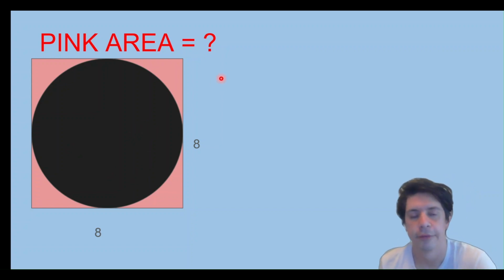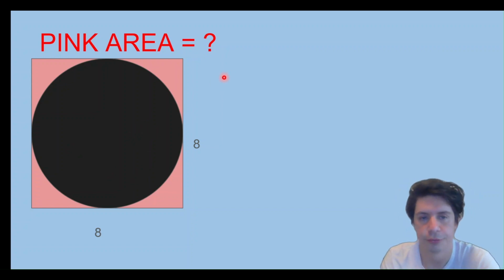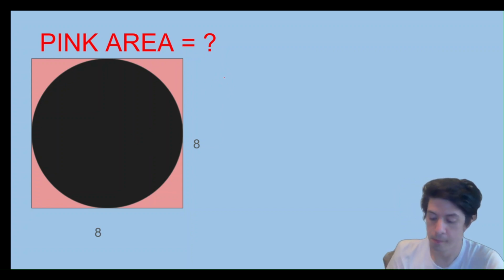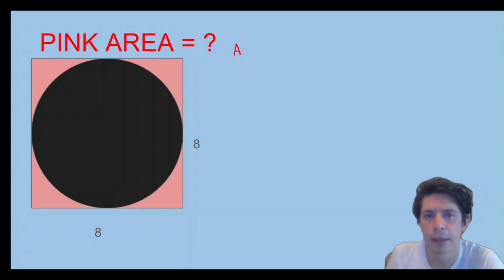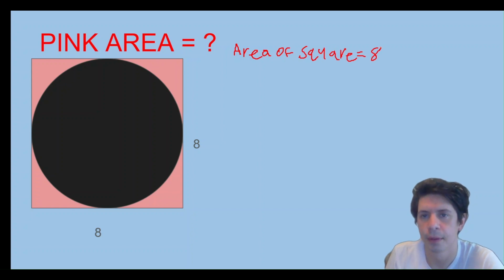So if we're going to do that, first let's find the area of the square. Area of square equals 8 squared, which equals 64. Okay, great.